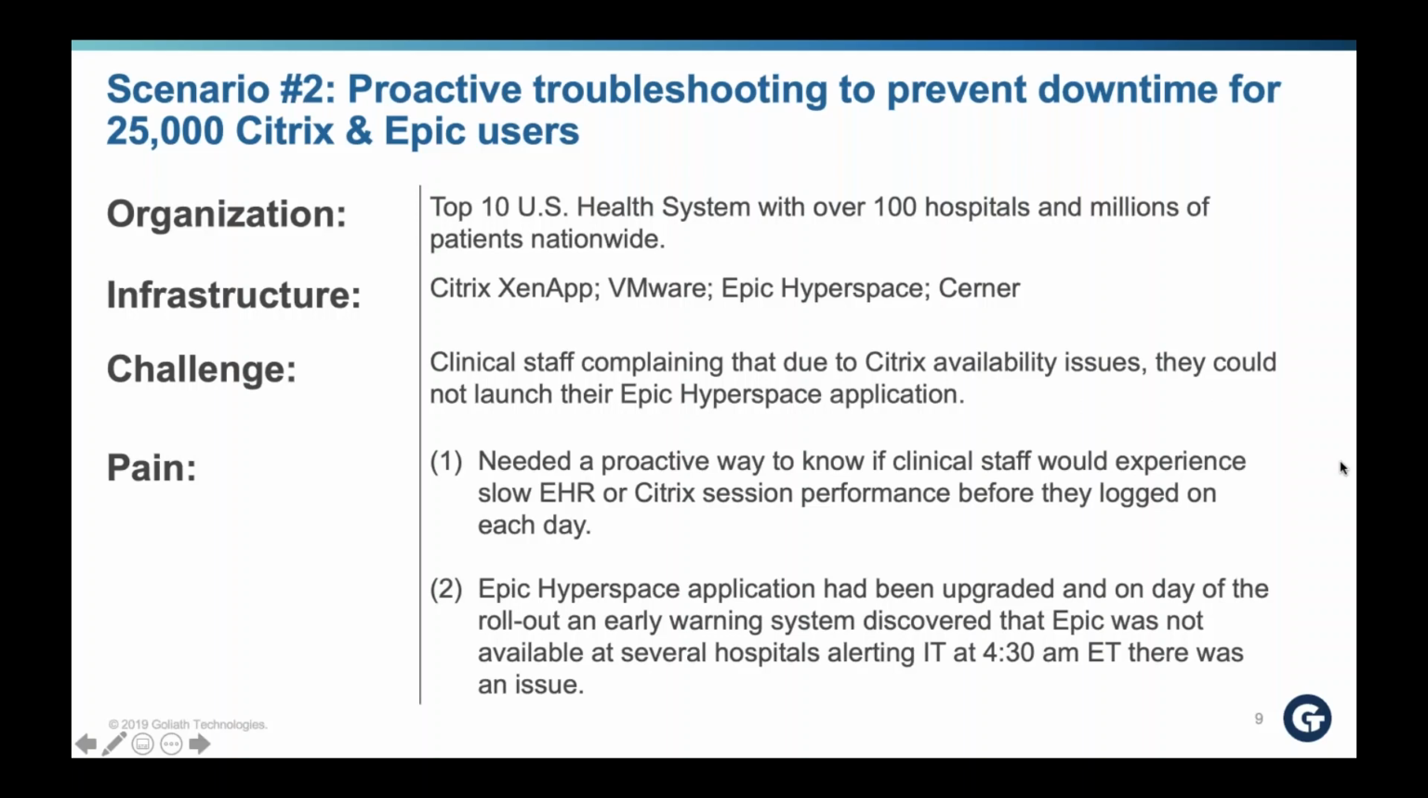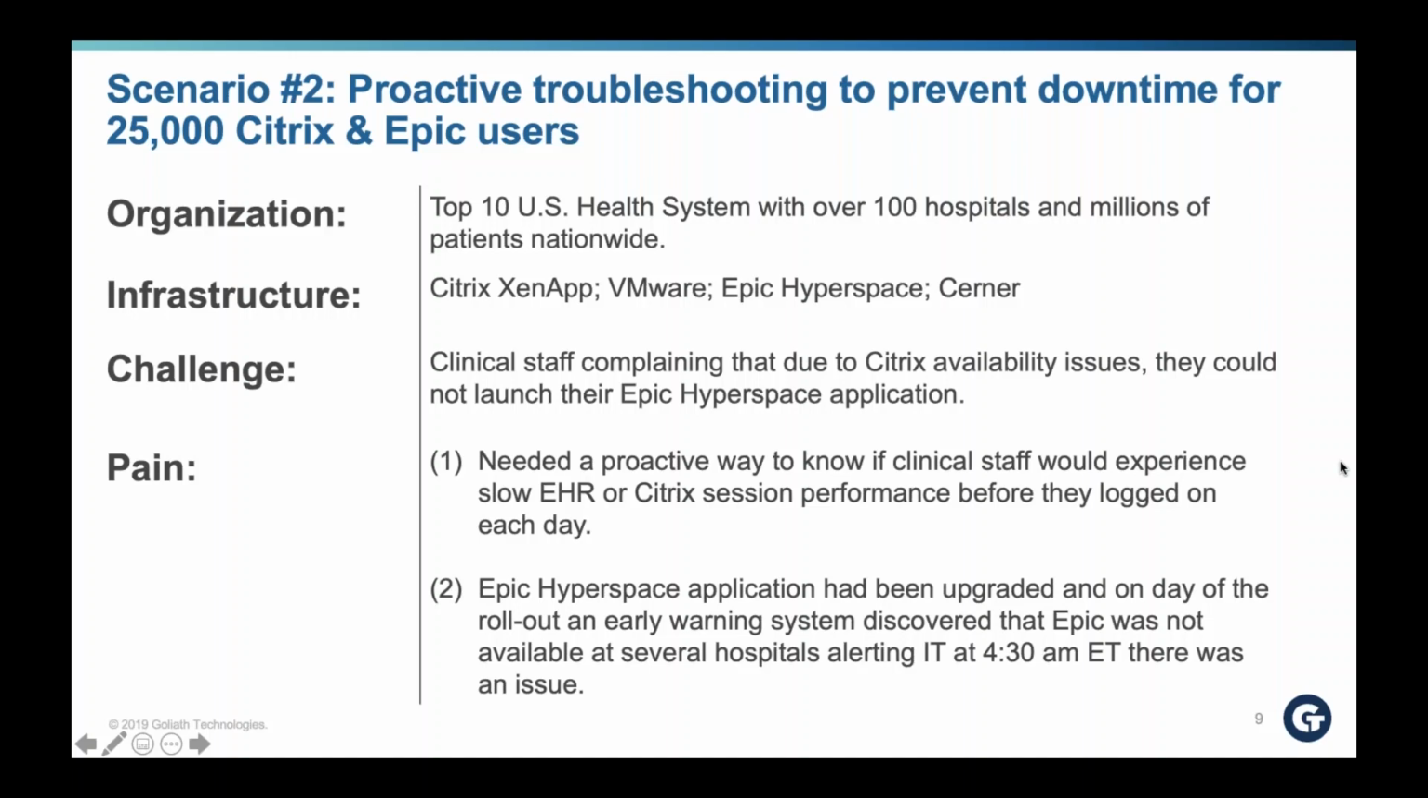And so we were working with a top 10 U.S. health system here in the United States. They have over 100 hospitals nationwide and millions of patients. They happen to use Citrix XenApp, VMware, and they're an Epic Hyperspace customer, although they do have some specific Cerner applications. Now, when they came to us, their clinical staff was complaining that there were a lot of issues around Citrix availability, and also that there were many times that it was so slow they couldn't launch their Epic application.